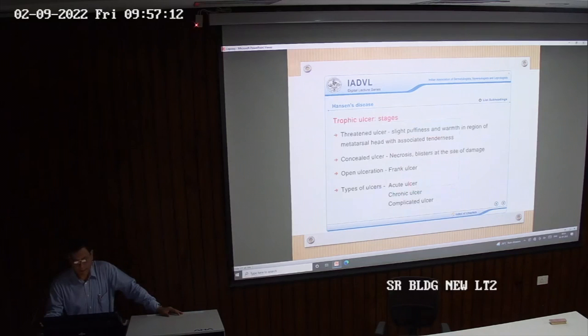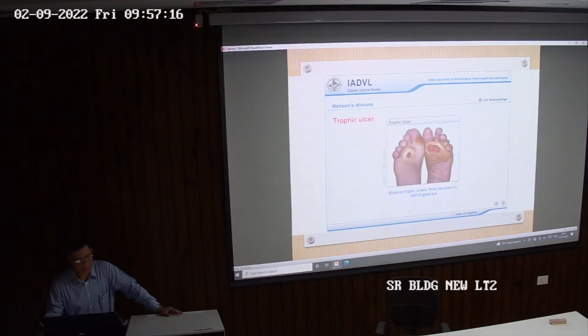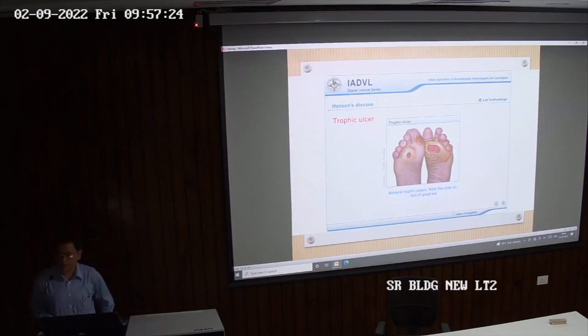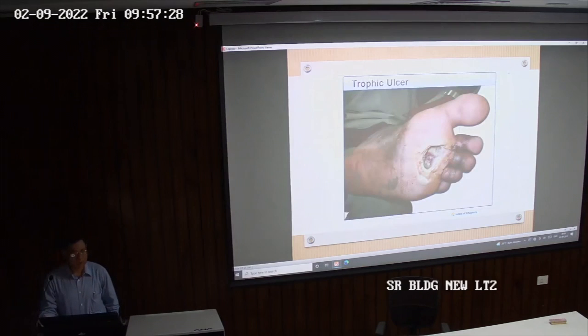Trophic changes are ulceration because of the neuropathy. These are trophic ulcerations, wherever the pressure is more and sensations are not there. So you will find ulceration over the feet. These are not infected as such. This is just because of the neuropathy. So this is a deep trophic ulceration because of the neuropathy, loss of sensation.